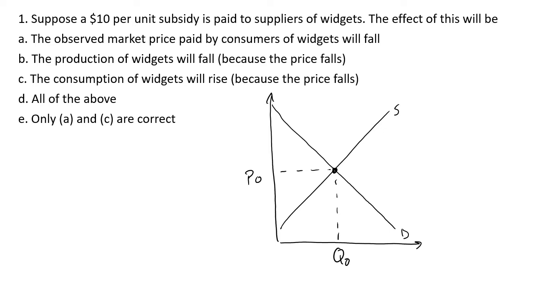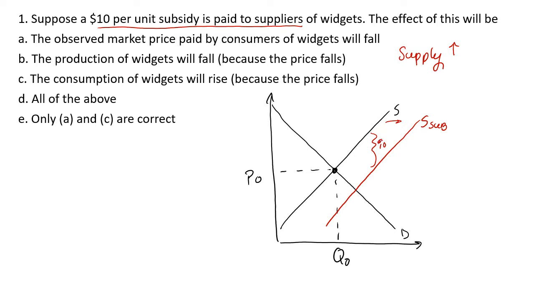So if we've got a subsidy paid to suppliers, that means it's supply that's going to shift, and if they're getting paid to do it, that's going to make them want to do more. So supply is going to increase like this. Specifically, the distance here would be $10 because that's the amount of the subsidy. This quantity here is how much would be produced with a subsidy.